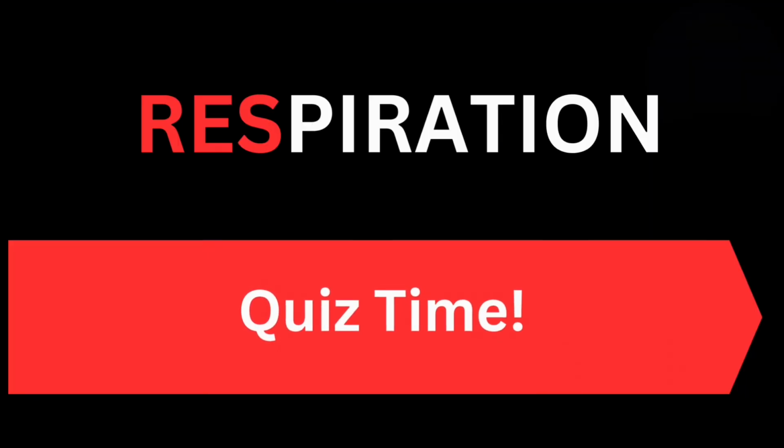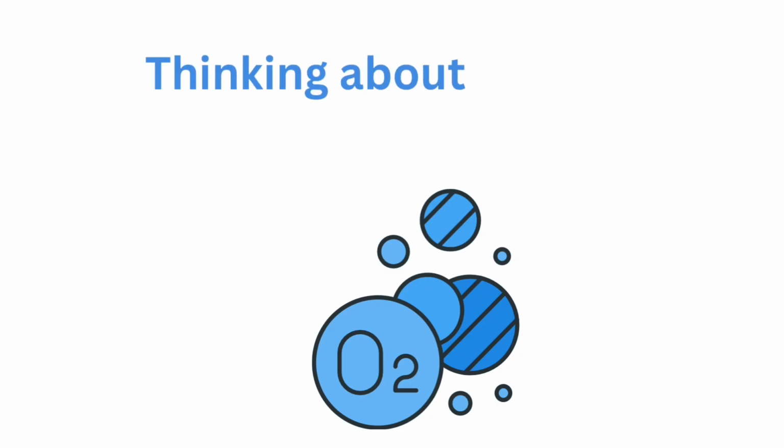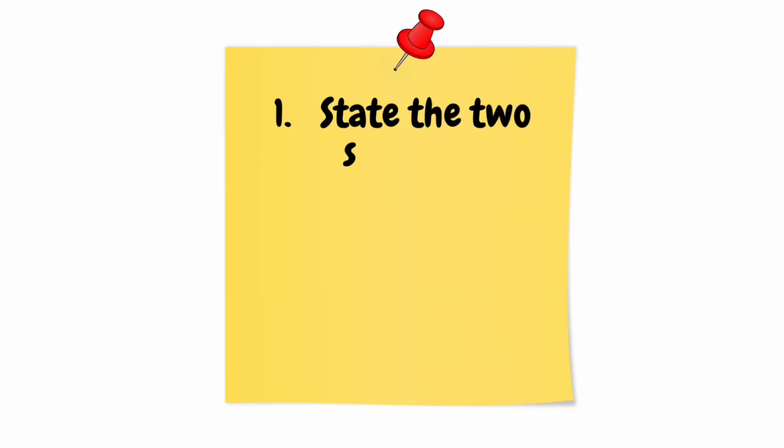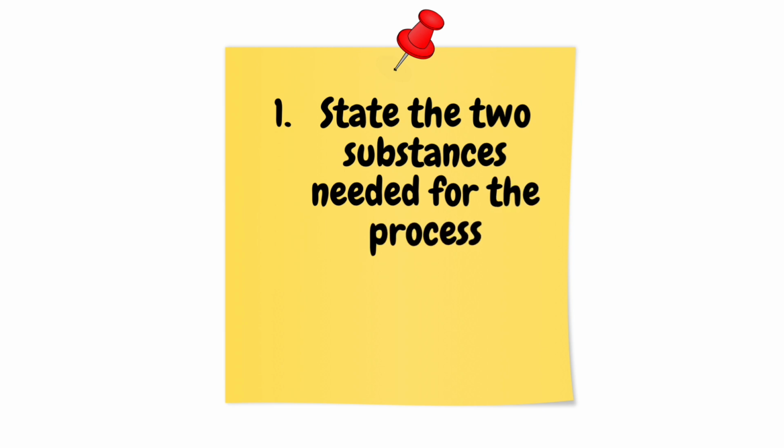Right, time for the quiz to see how much you've remembered and understood. I'm going to show you a series of questions. Each one is talking about aerobic respiration. So, question 1, can you state the 2 substances or chemicals needed for the process of aerobic respiration? So you can either write them down or say them out loud.